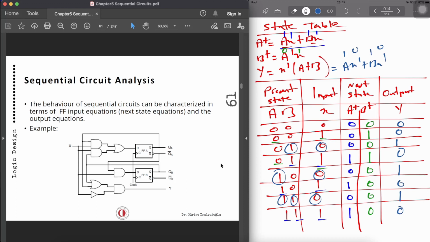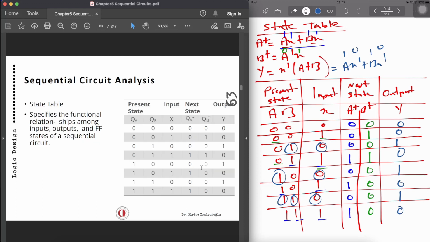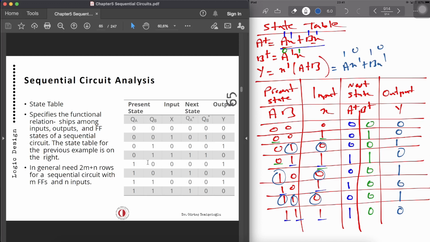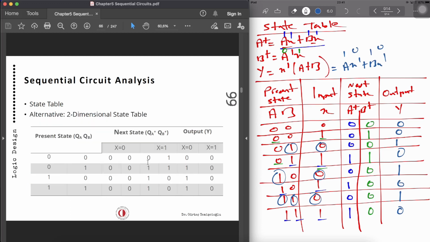So if I go further with the slides, next state equations, the state table, we derive the same state table. You can also have a different type of state table, which we call a 2D state table. You can write the present state, next state when X is 0, X is 1, and output when X is 0, X is 1, rather than having a separate column for X. Which one is more suitable for you, you can use that.